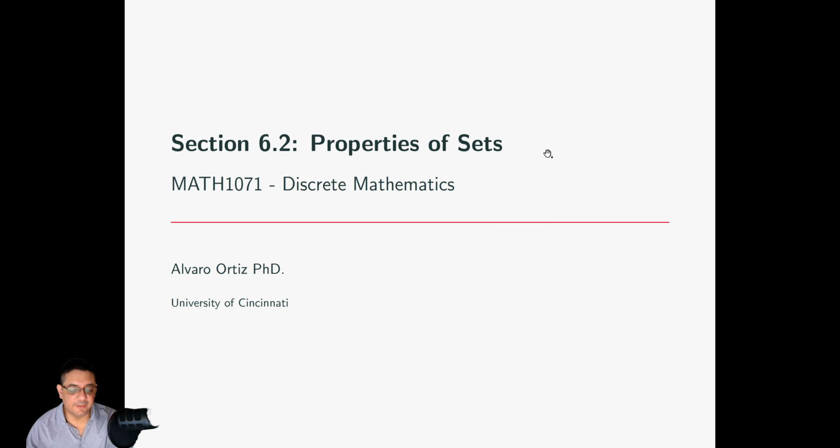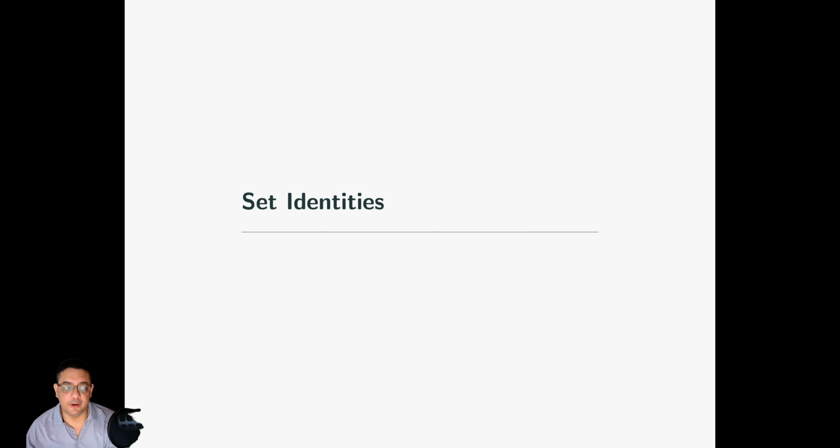Hi everyone, this is section 6.2 on properties of sets. So first, now that we have established once again all the important things about sets and all the conditions, we want to work on a set of identities that we might actually want to prove.